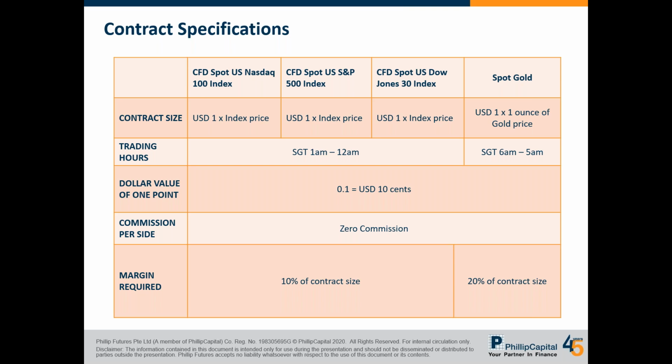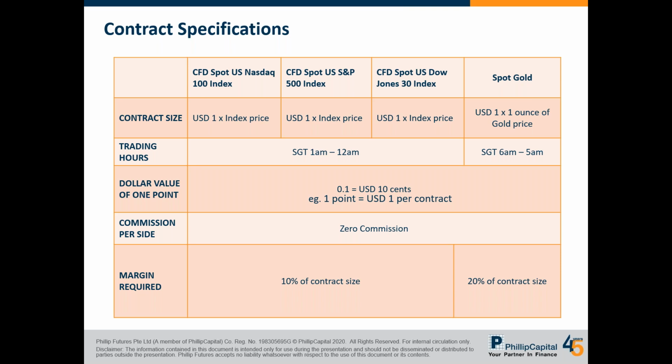Trading hours are stipulated here. The dollar value of 1 point is your profit and loss, which means every full 1 point movement is USD $1 profit or loss in your account. It's quite straightforward. CFD indices like Nasdaq, S&P, and Dow Jones, and spot gold are offered on MT5, and this is all zero commission.